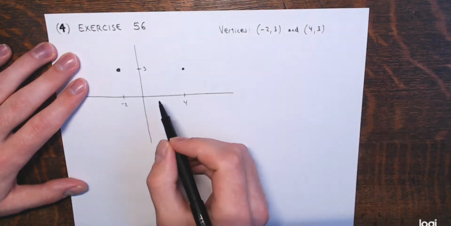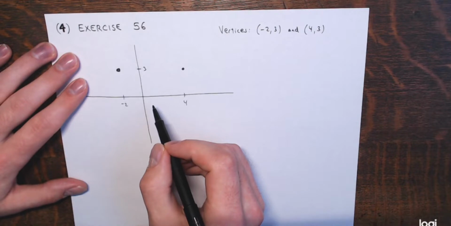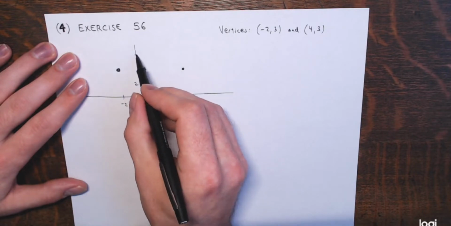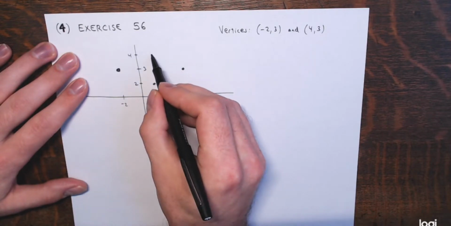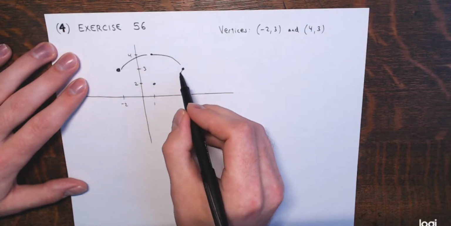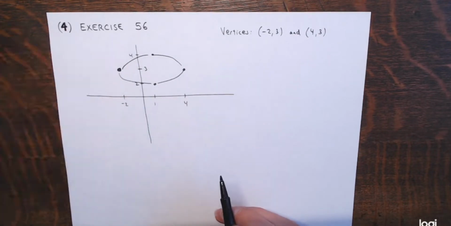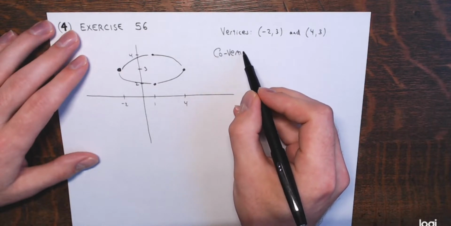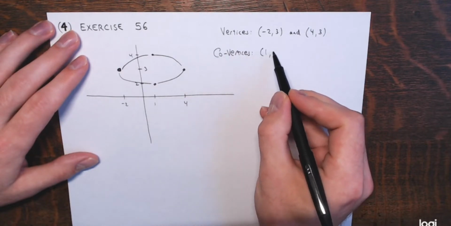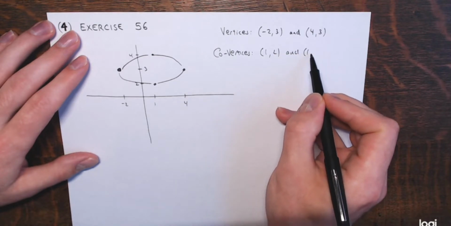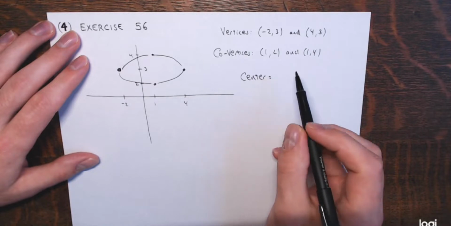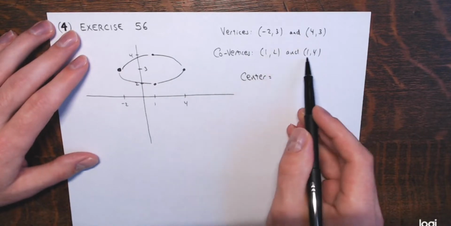And then the co-vertices look like they're at 1, 2, and 1, 4. So something like this, right? This was something like the ellipse picture we were given. Very crappy looking. But the co-vertices are at 1, 2, and 1, 4. Alright, so I'm hoping it's obvious where the center is. Again, it's the midpoint of these two, or the midpoint of these two. It should be at 1, 3.